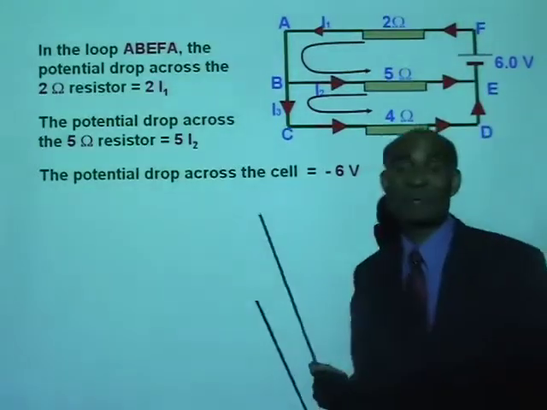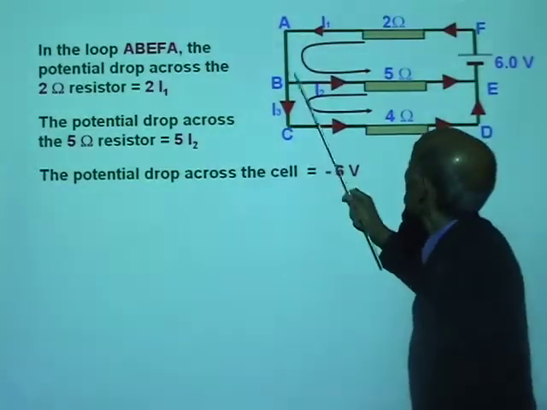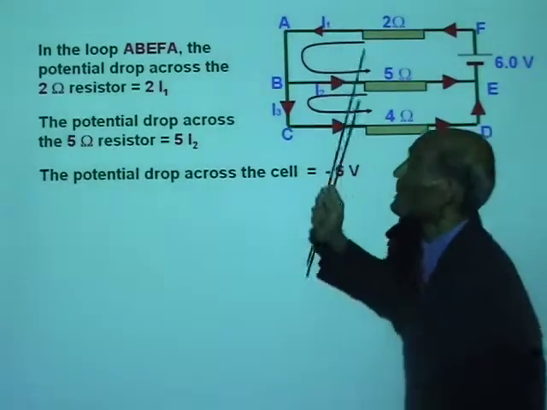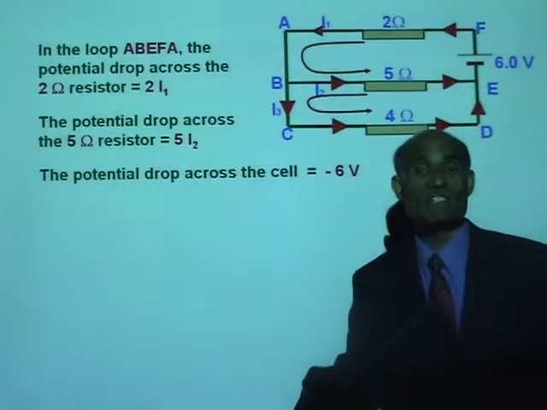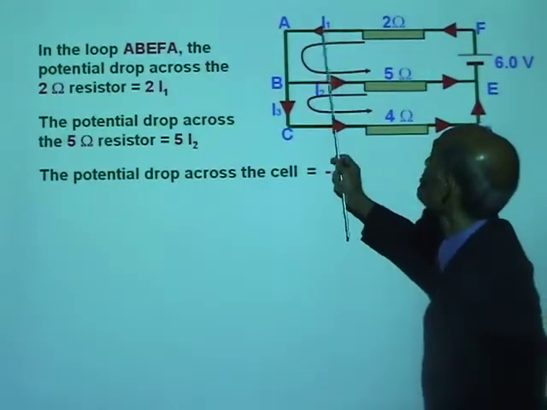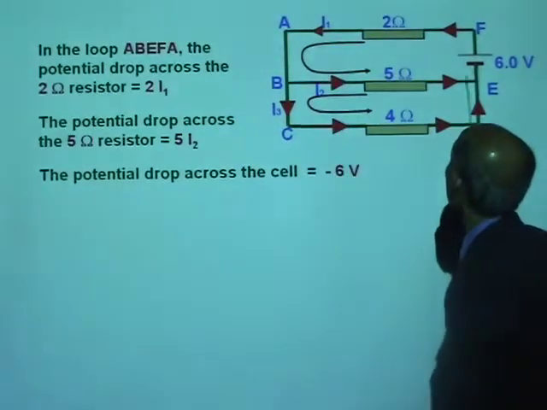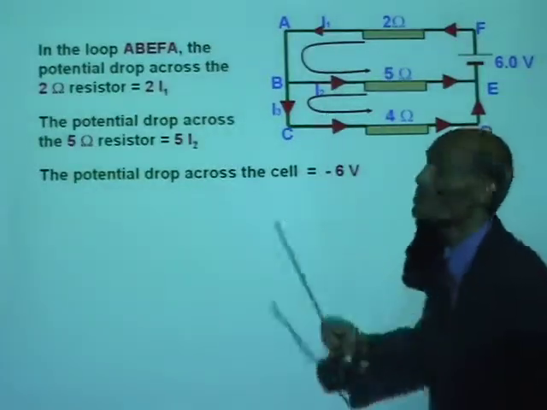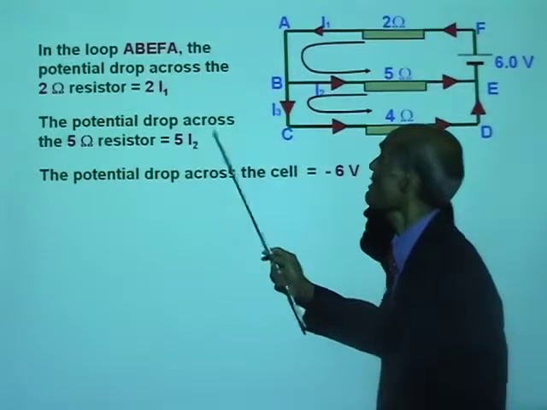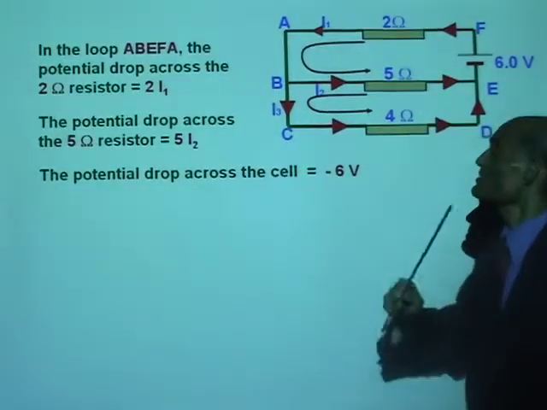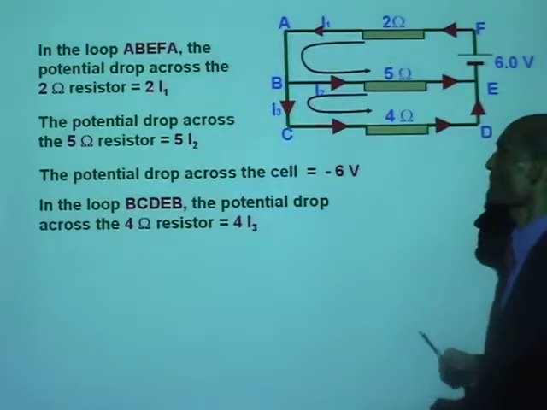Alright, apply the second law to this closed loop and write down an equation. What does the equation then tell you? The algebraic sum of the potential drop of all these things in that closed loop will be 0, meaning 2I1 plus 5I2 minus 6 equal to 0.